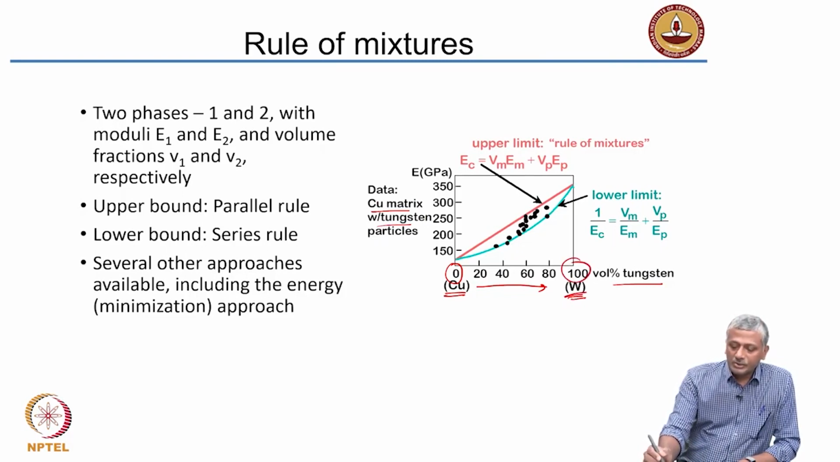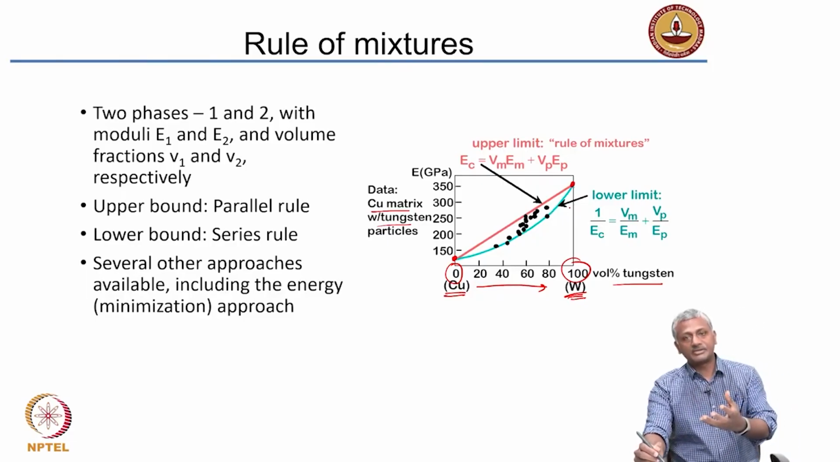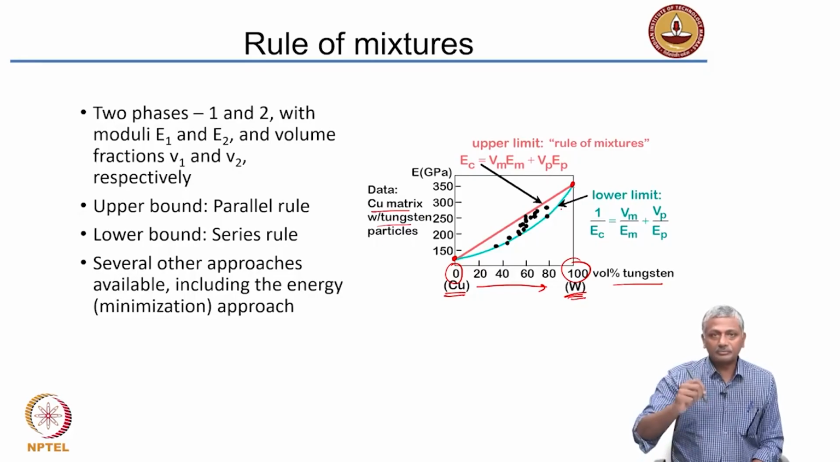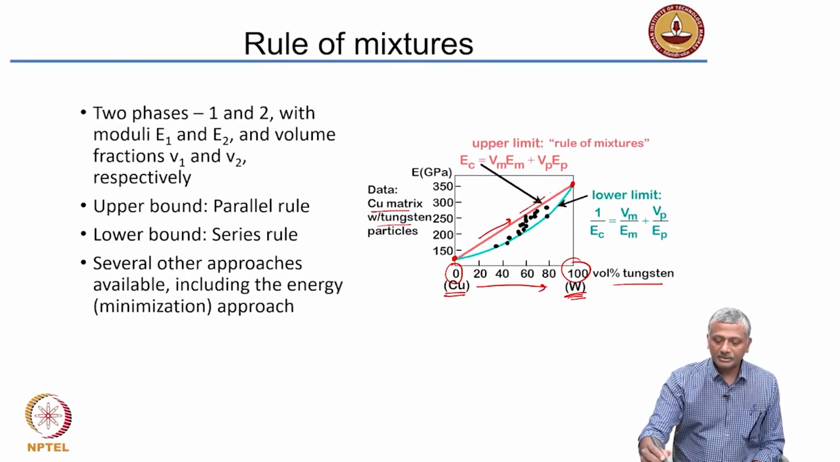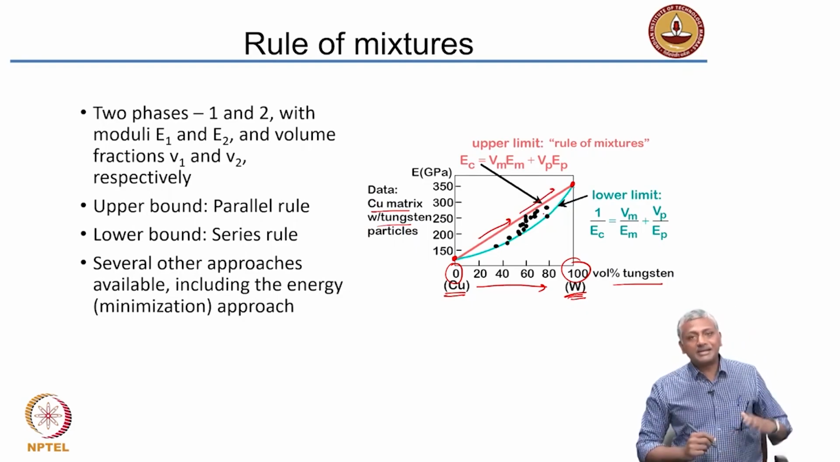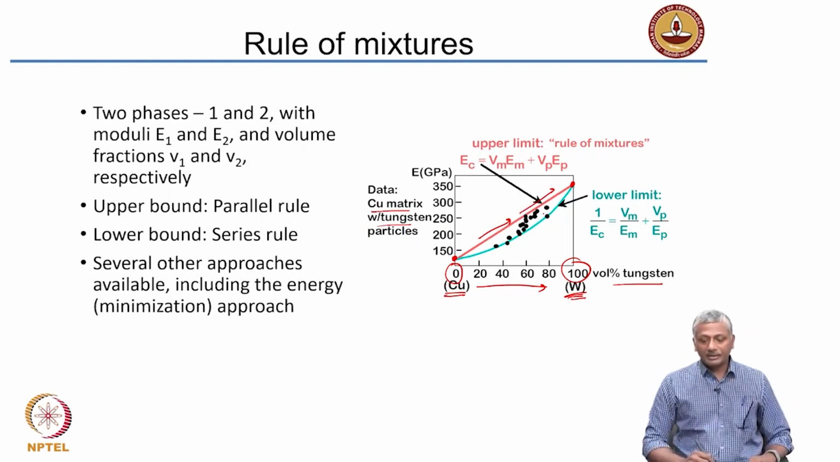Okay. So, as you increase from copper to tungsten, if you take the modulus of elasticity of copper and plot it here, the modulus of elasticity of tungsten is here. Tungsten is a stiffer material and you are embedding that in the copper matrix. As a result, the composite modulus can increase along that line and that line is the upper bound. Upper bound means your composite cannot have a modulus that is higher than that line.